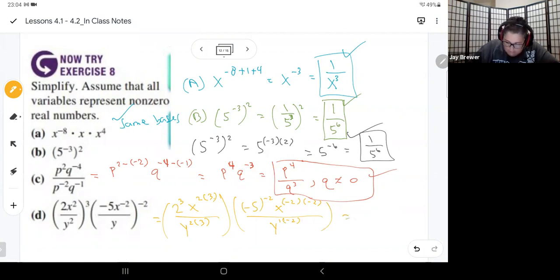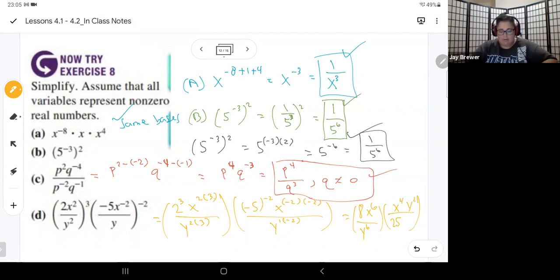All right, so let's clean that up a little bit. We're going to have 2 cubed is 8. 2 times 3 is 6, so 8x to the 6th, y to the 6th. Okay, then negative 5 to the negative 2 power would be 25, but it's got to go to the bottom. All right, x to the 4th, and then it's going to be y to the negative 2, so we got to send it upstairs. But we're still not done because we can combine some more of this.